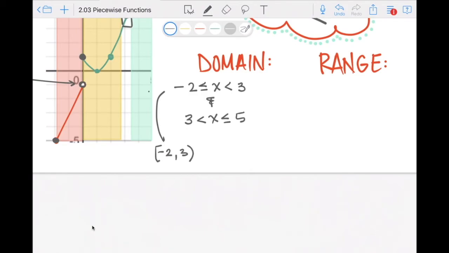And then because we want both of those parts, we're going to make an uppercase U to show it's the union. It's both of them together. And then you'll have, again, a parentheses for 3, 5, and then a bracket.